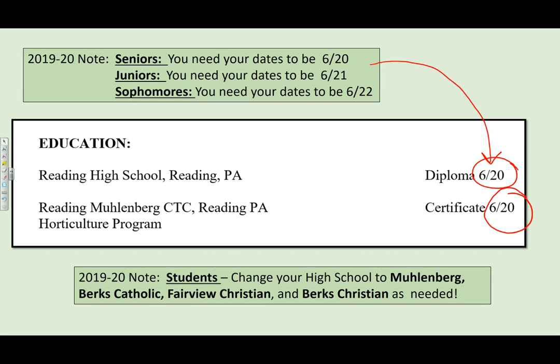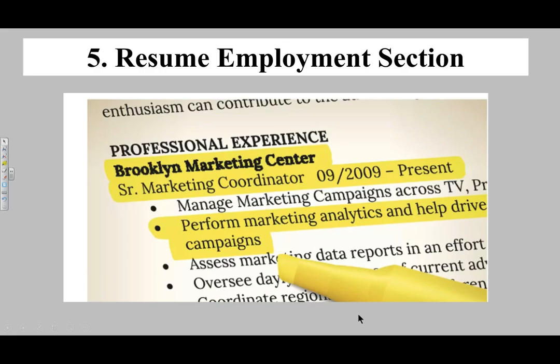Juniors, you need to change the dates to 6 of 21. That means you're graduating June of 2021, and sophomores, June of 2022. Also, if you are going to a different high school, please make sure you change your high school to Muhlenberg, Berks Catholic, Fairview Christian, or Berks Christian.